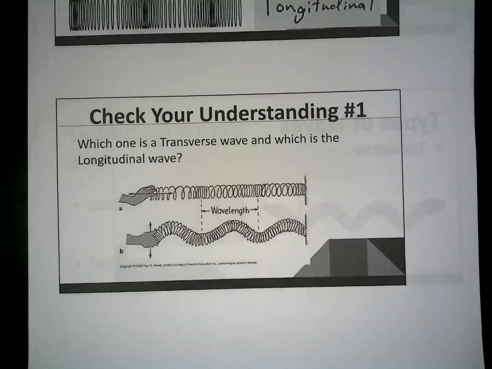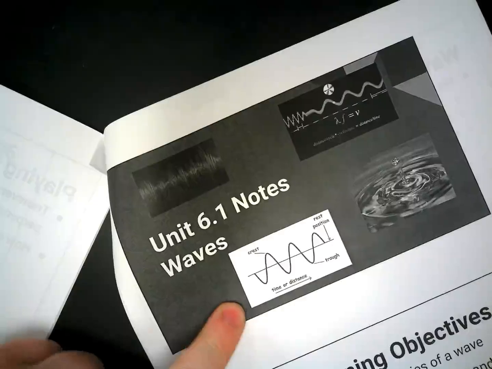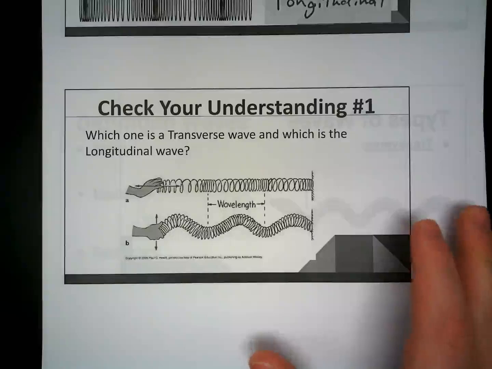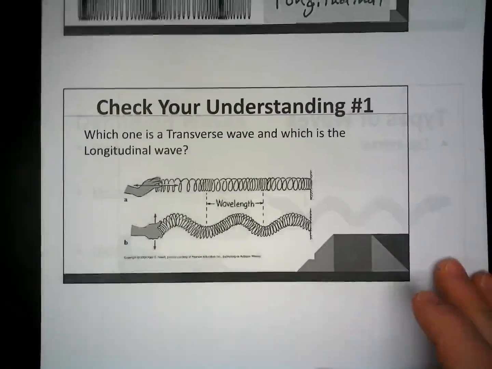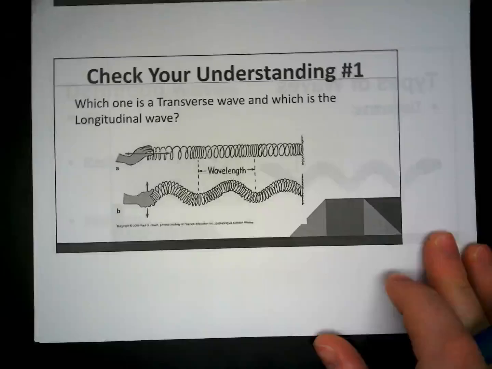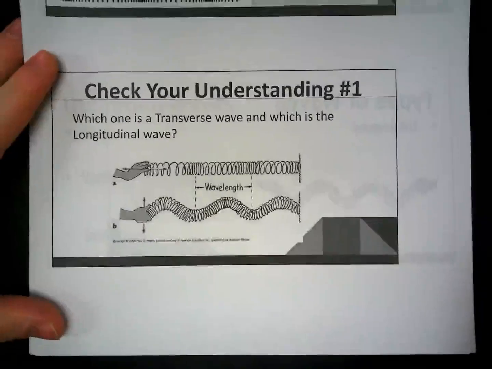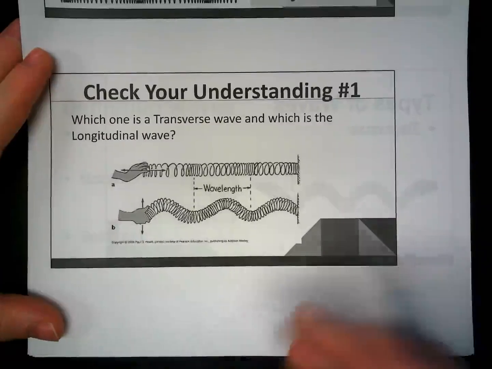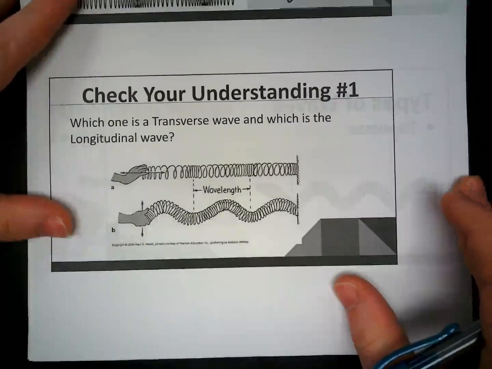This is going to be the video concerned with just the check your understandings for the Unit 6.1 notes concerned with waves, where we are looking at the properties of waves, the parts of waves, and then just two different types of waves, longitudinal and then transverse. So just make sure if you haven't gone through the notes already and filled out the notes, make sure you do that first and then come back and then complete these check your understanding.